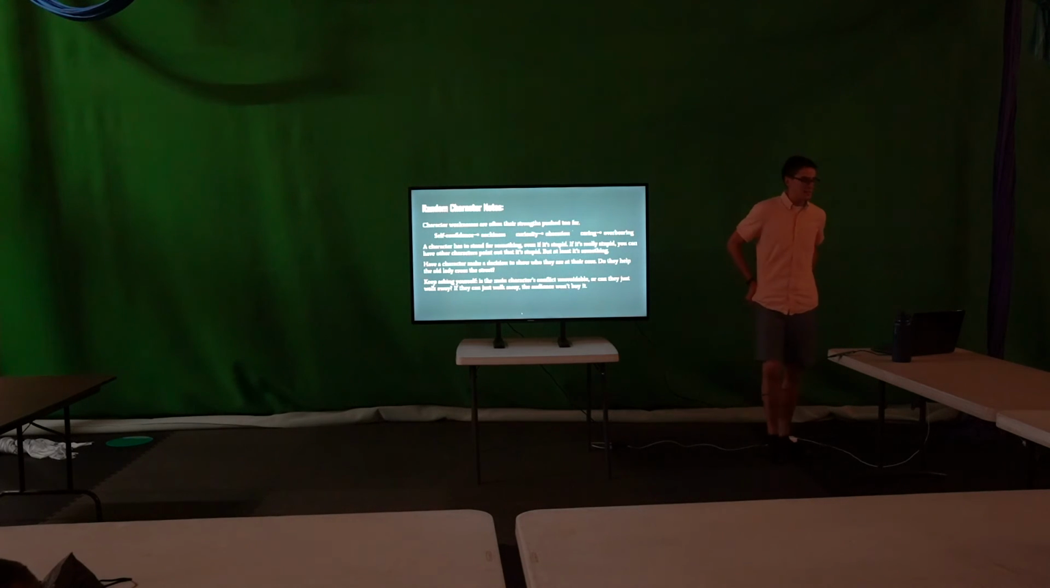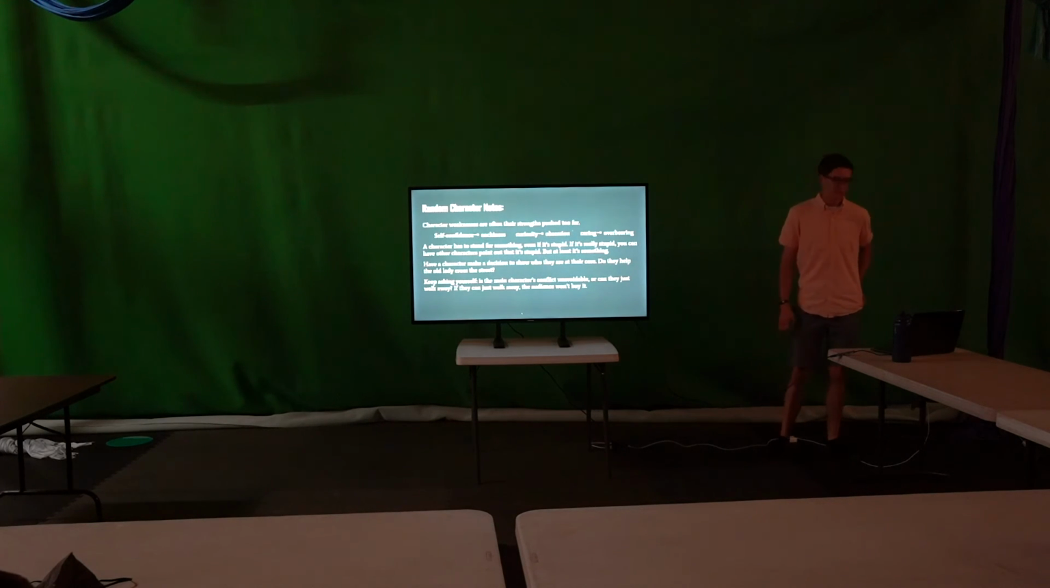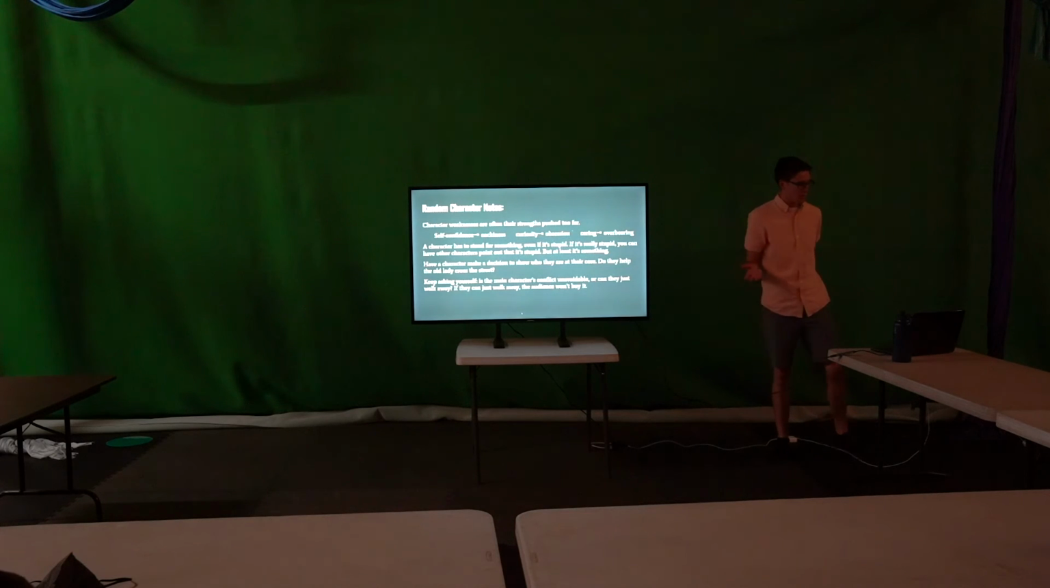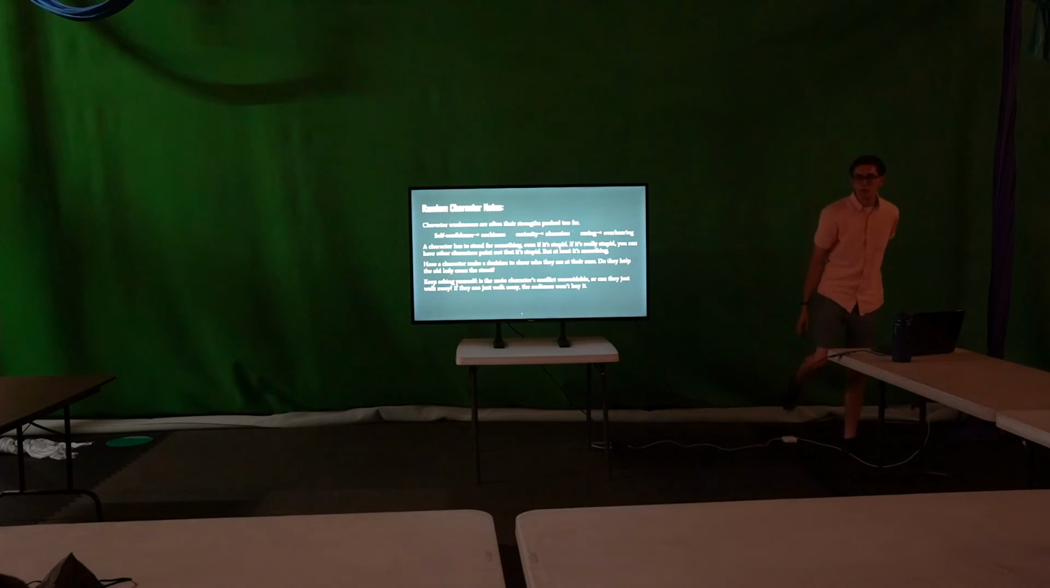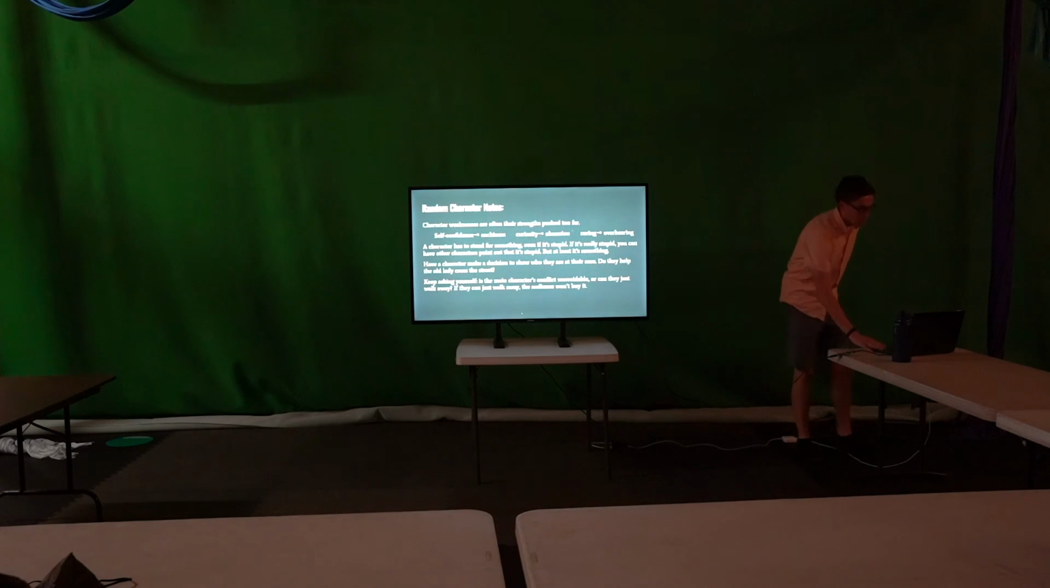A character has to stand for something, even if it's stupid. If it's really stupid, you can have other characters point out that it's stupid, but you have to have them stand for something. Have a character make a decision to show who they are at their core. Do they help the old lady across the street, or do they not? Keep asking yourself, is the main character's conflict unavoidable, or can they just walk away? If they can walk away, that conflict is not engaging enough. They have to be stuck in it. The audience will not buy it if it's not.